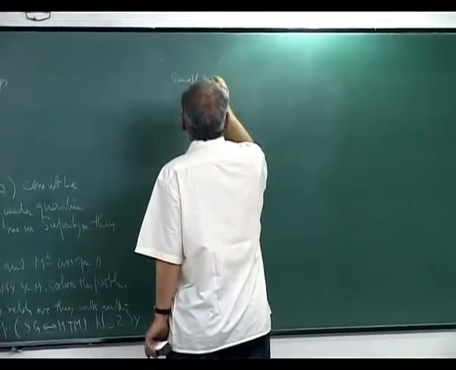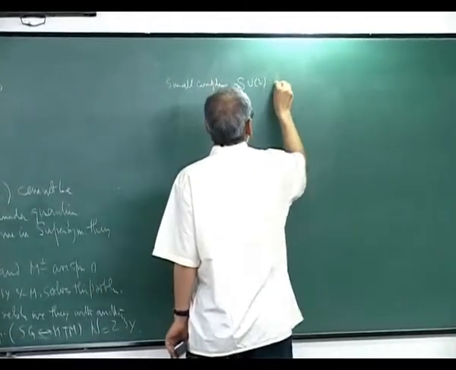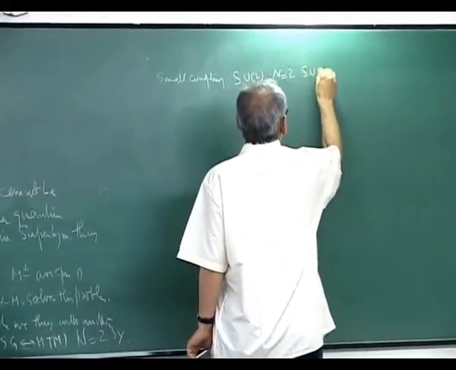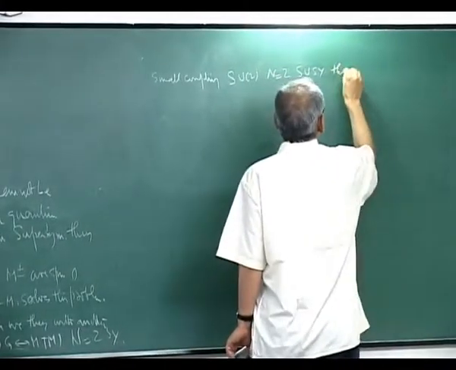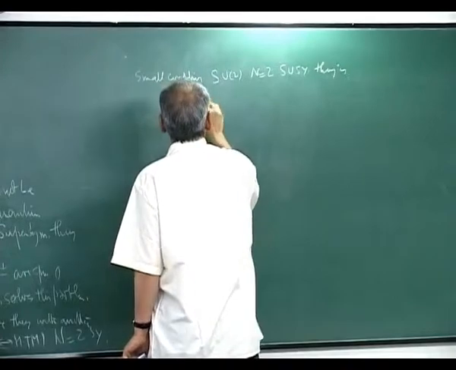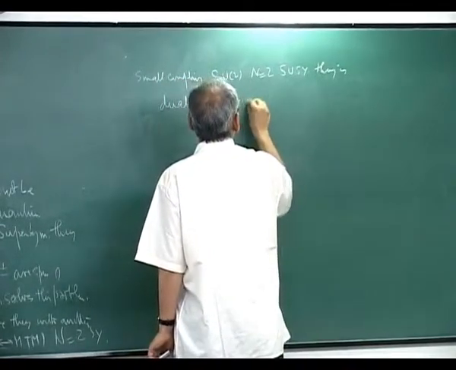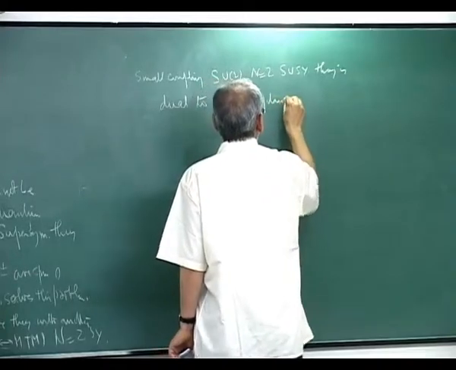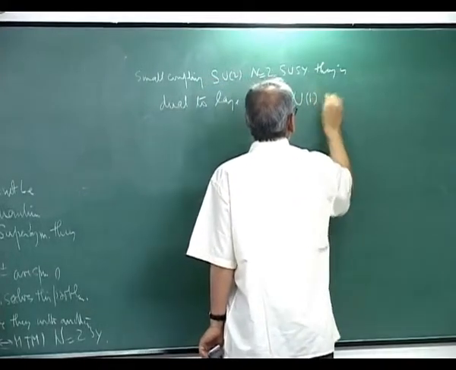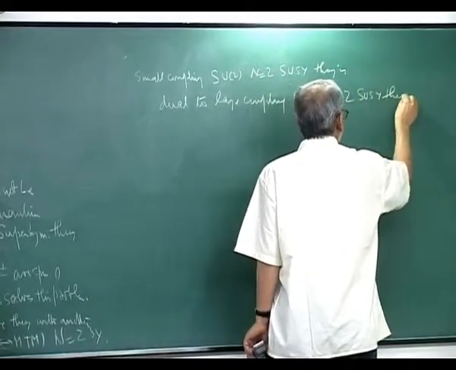Small coupling SU(2) N=2 SUSY theory is dual to large coupling U(1) N=2 SUSY theory.